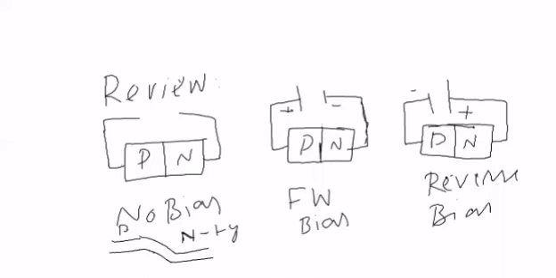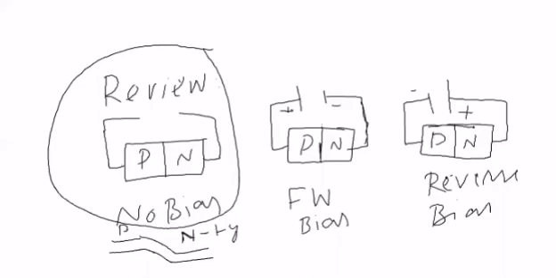Okay, so we discussed the PN junction diode. In a PN junction diode, when P type and N type are joined together with no bias, meaning you do not apply any voltage, current does not flow across the diode because there is a barrier potential.